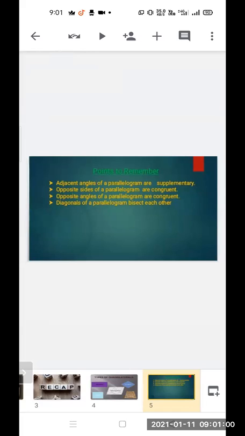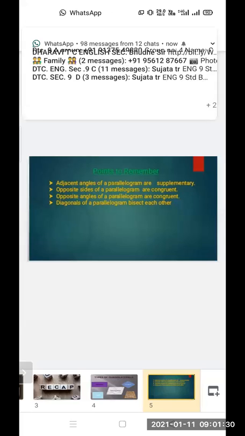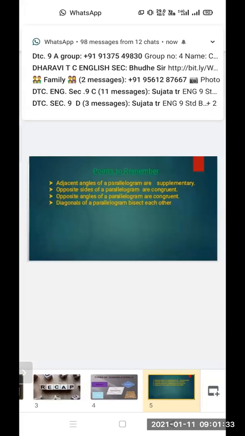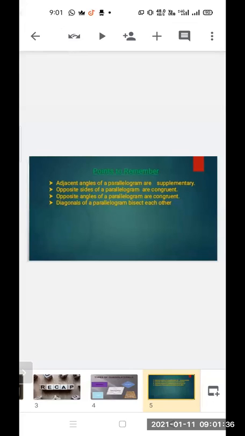So, children, in parallelogram we have studied various concepts and terms related to it. Which terms have we studied? We have studied adjacent angles, opposite angles, and adjacent sides. Here, adjacent angles mean what, children? The angles beside each other. And if these adjacent angles are supplementary, then we can say that the given quadrilateral is a parallelogram. What does the word supplementary mean, children? The word supplementary means their sum should be 180 degrees. Adjacent angles.